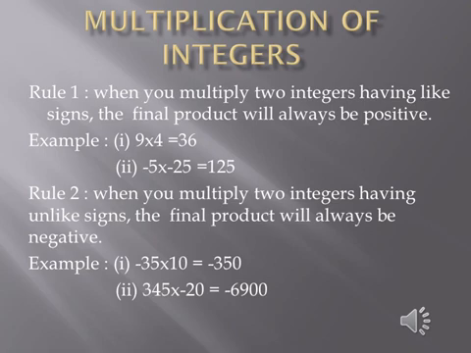that is 125. In the second case, when one is negative and another is positive, if we have minus 35 into 10, then the answer will be minus 350. And if we have 345 into minus 20, then also the answer will be negative, that is minus 6900.